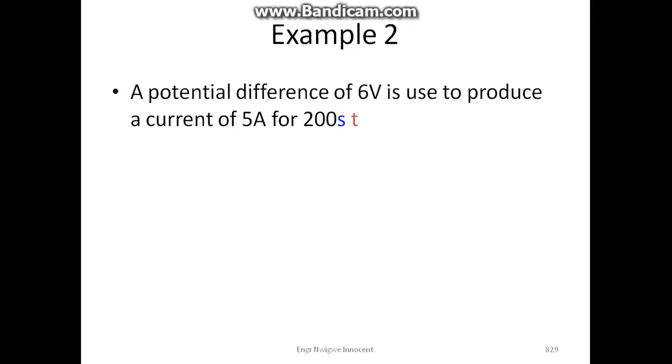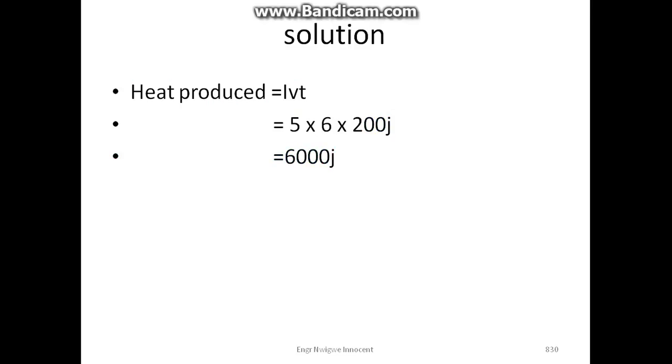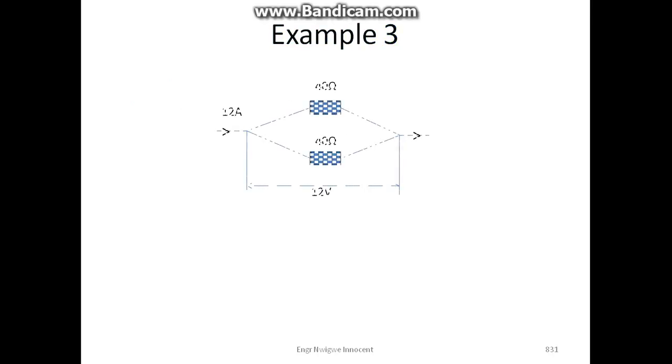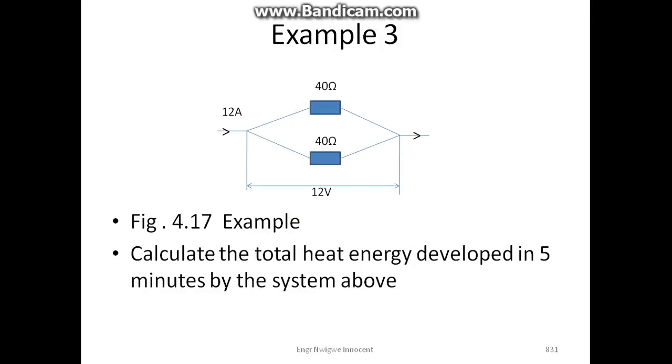Example 2. A potential difference of 6 volts is used to produce a current of 5 amps for 200 seconds through a heating coil. Calculate the heat produced. Solution: heat produced equals IVt, which equals 5 times 6 times 200 joules, which gives us 6,000 joules. Example 3. Looking at figure 4.7, calculate the total heat energy developed in 5 minutes by the system above.